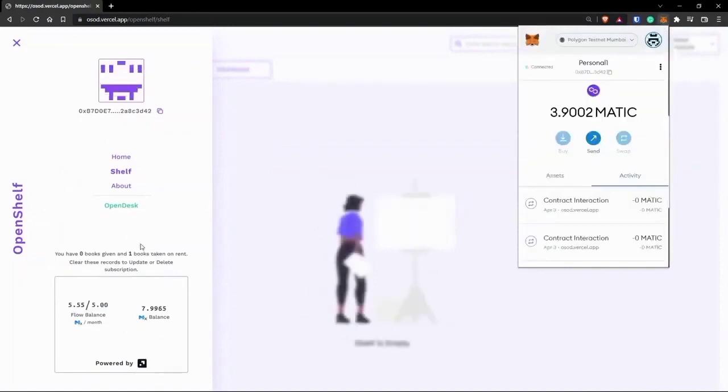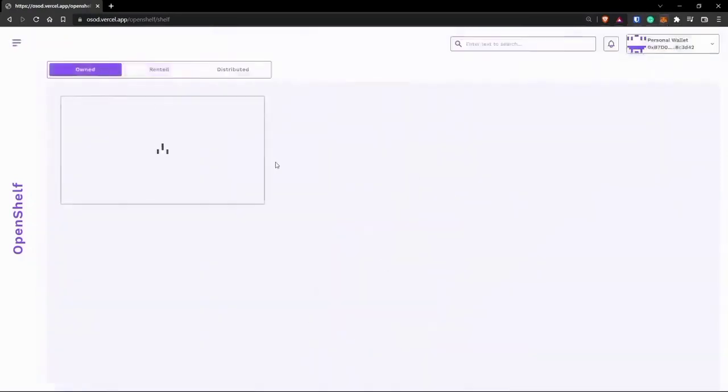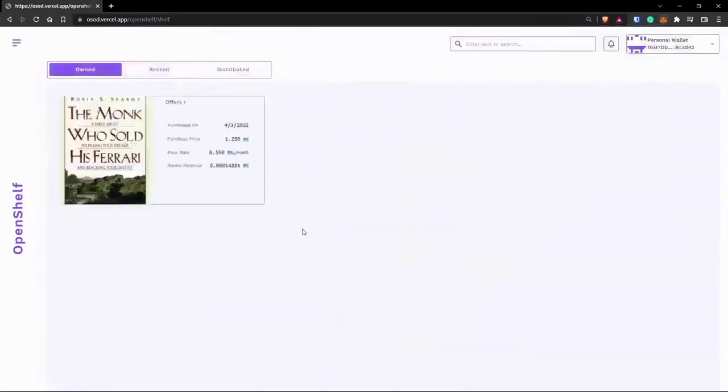So now let's see the owner's account, what he gets as rent. Here we can see that the rental revenue the owner is generating from this book is shown in the form of a stream.